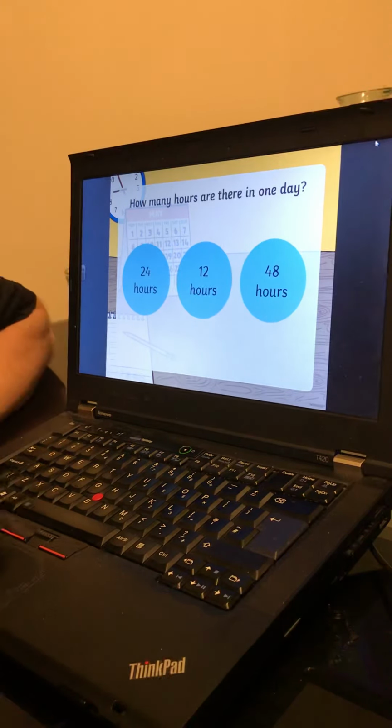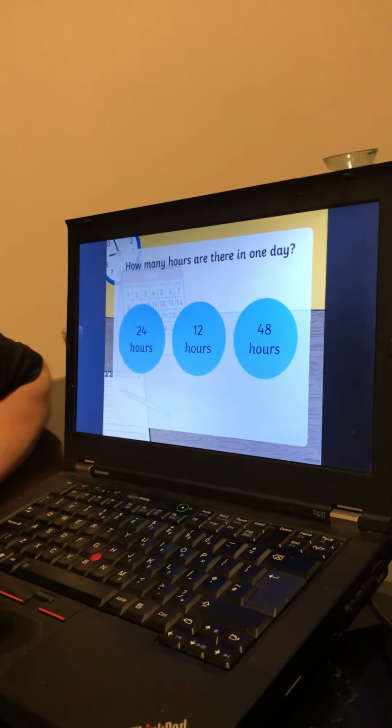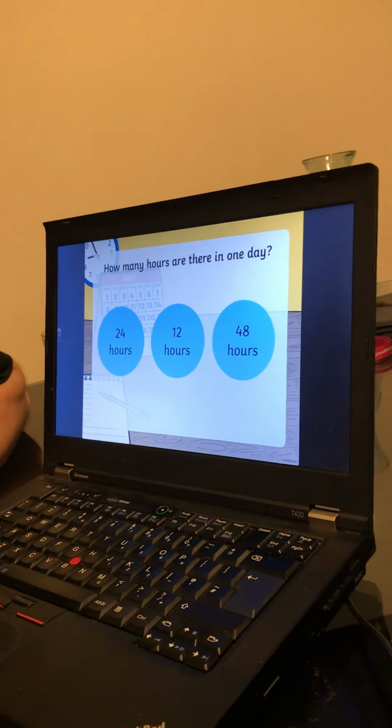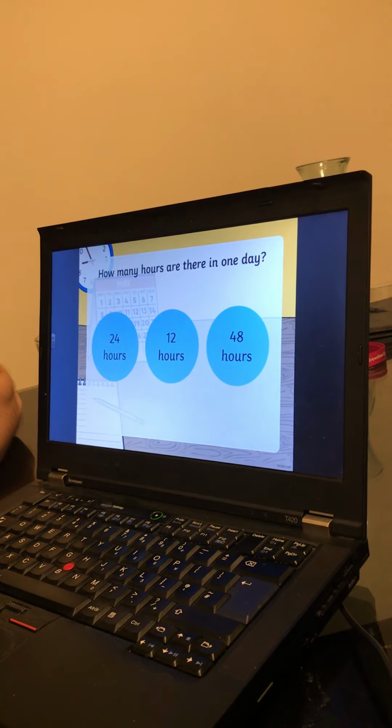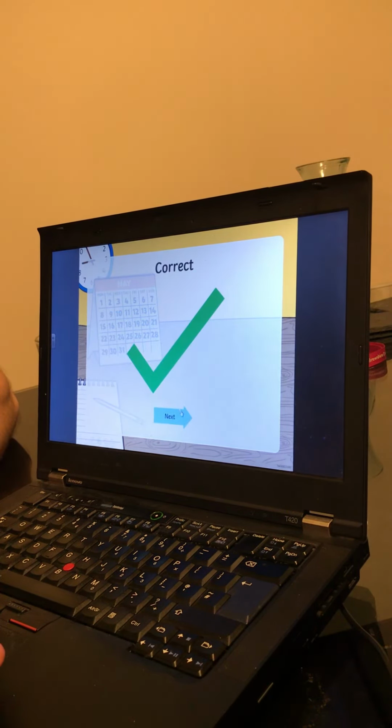So, how many hours are there in a day? For this one, it is not 60 again. There are actually 12 hours before midday, and there are 12 hours after midday. So we're looking for an answer that is the sum of 12 add on 12, which is A. Correct. Worked this time.